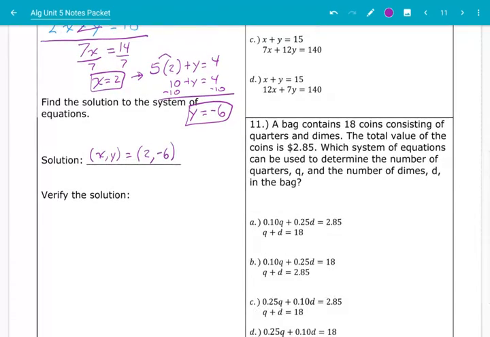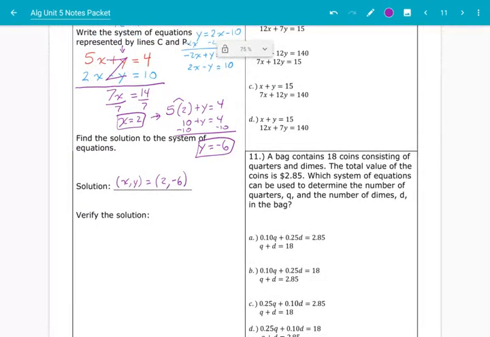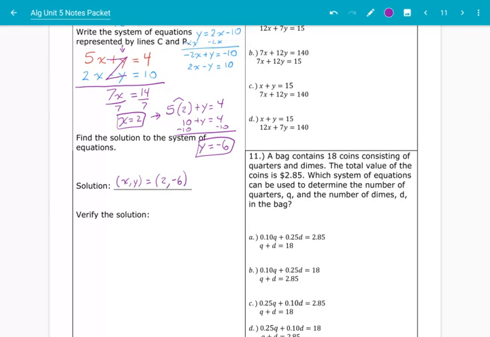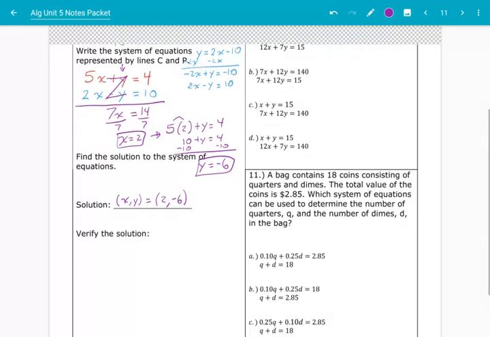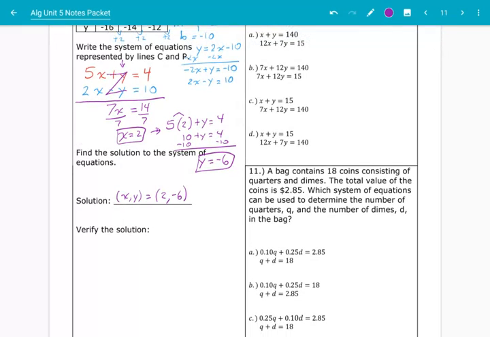Let's verify the solution, shall we? We're going to plug both these values back into those equations. So the first equation is 5x plus y. So 5, and x is 2, plus y, which is minus 6, equals 4. That's this first one right here. Well, let's see. 5 times 2 is 10, and then plus a minus 6. That's minus 6 equals 4. Well, that works. Sure does.